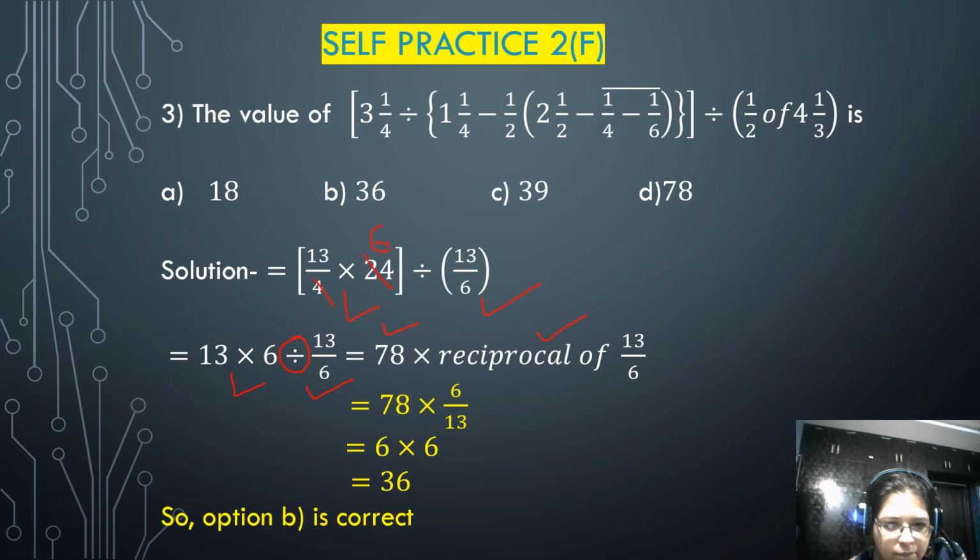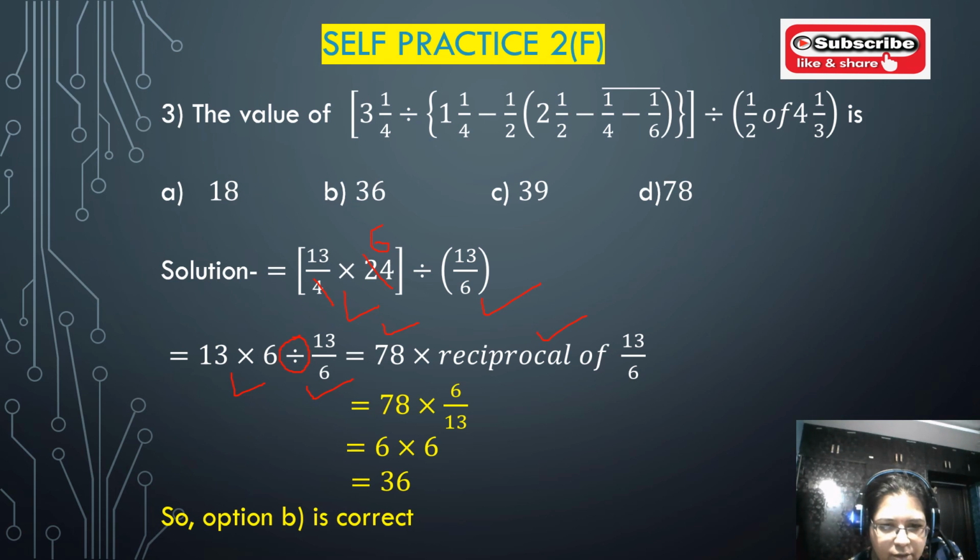78 multiplied with the reciprocal of 13/6. When you change the division symbol into a multiplication symbol, just multiply with the reciprocal of that fraction. The reciprocal of 13/6 will be 6/13. That is, just interchange the numerator and denominator. Here 13/6, so interchanging the numerator and denominator will be 6/13. Now we get 78 multiplied with 6/13, and 6/13 is the reciprocal of 13/6.